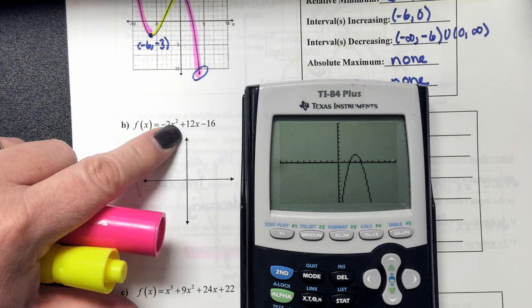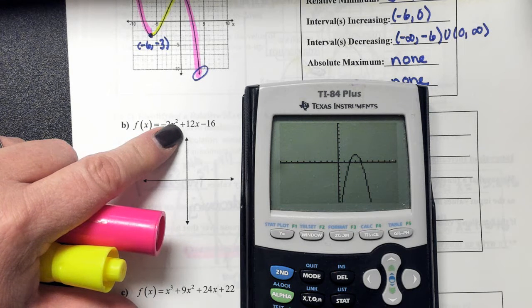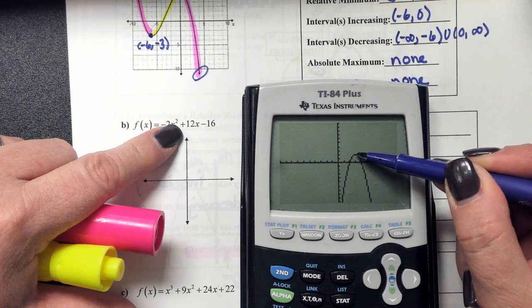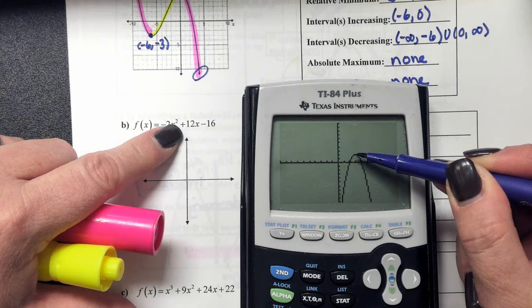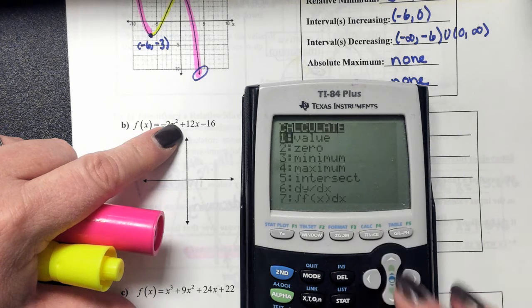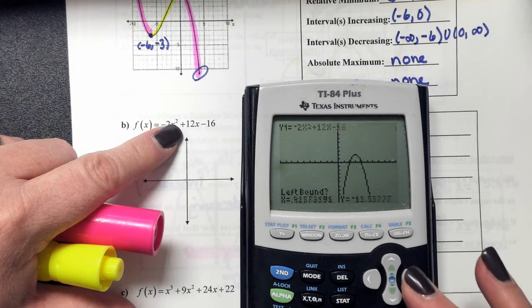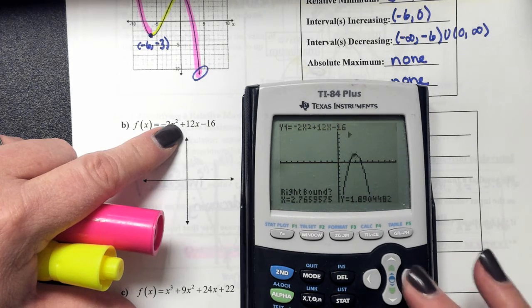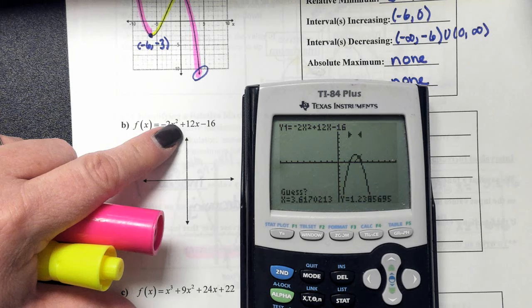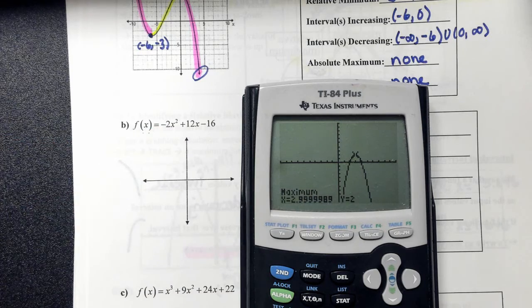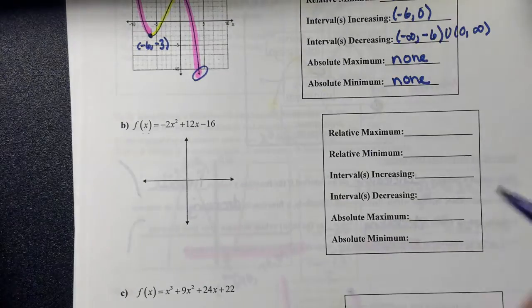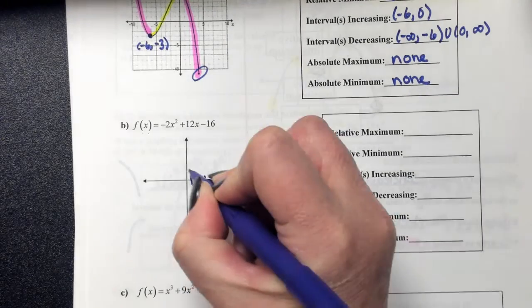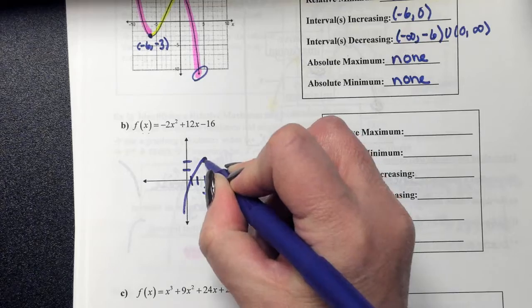So it is a quadratic, notice. So it's a degree 2, so I know at most I'm only going to have one turning point. So notice the only turning point I have is right here at that particular point. To find this particular point, I'm going to go under second trace, maximum. Move that cursor slightly to the left, hit enter. Move it slightly to the right, hit enter, and it tells you exactly where it is in the corner. Sometimes they calculate 2.99999. When you round that up, it's going to be 3. That's what this graph looks like.